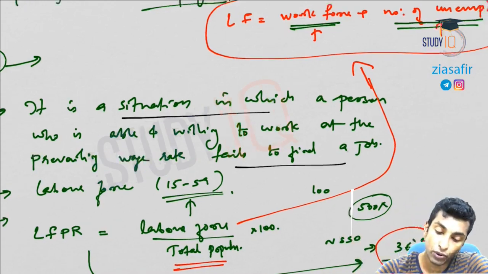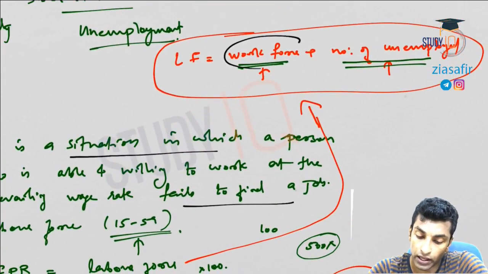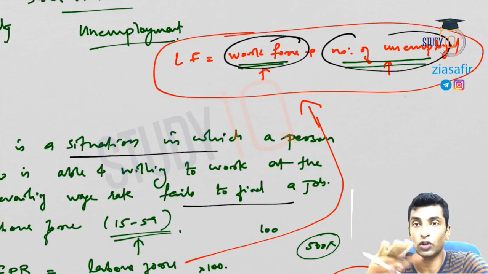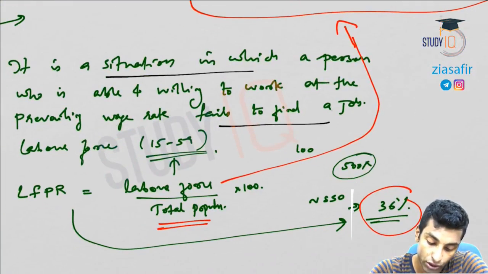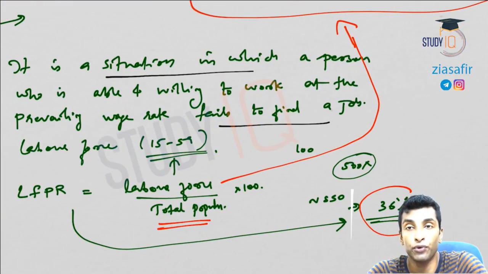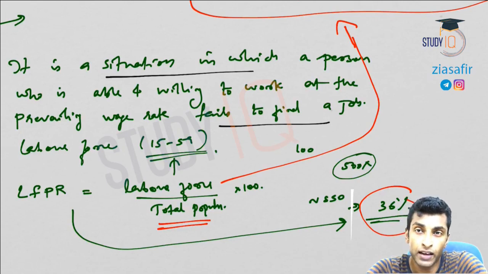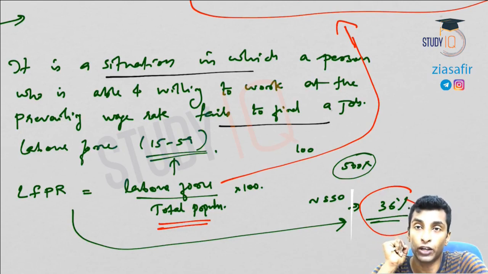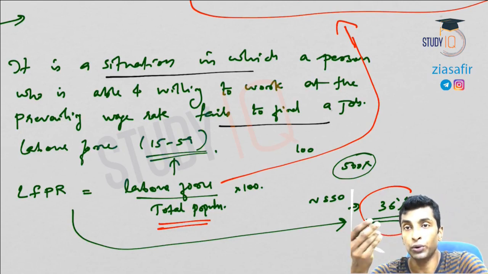What do you mean by labor force? Labor force is the total working force plus the number of unemployed. That is the total labor force. Then we have also discussed this concept, labor force participation rate. That is the labor force divided by total population, into 100.